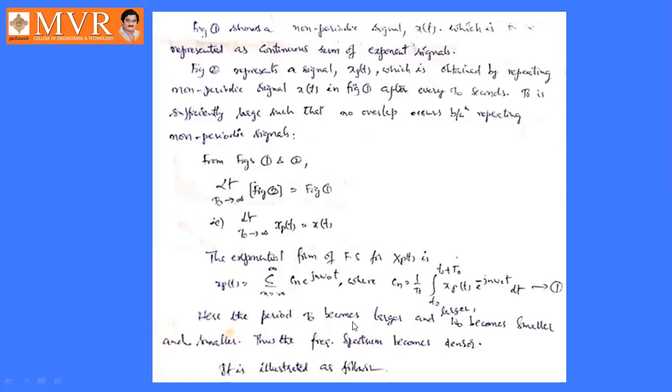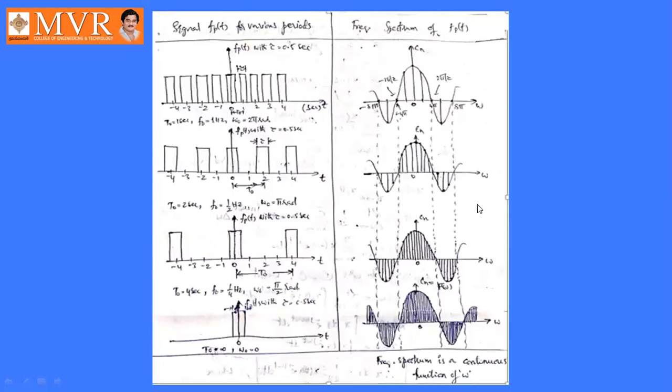Here the period T naught becomes larger and larger, omega naught becomes smaller and smaller. Thus the frequency spectrum becomes denser. It is illustrated like this. See the diagrams. This is xp of t for various periodic signals, and this is the frequency spectrum of xp of t. So this is the given signal. Here the time period is very small, that is 1 second.